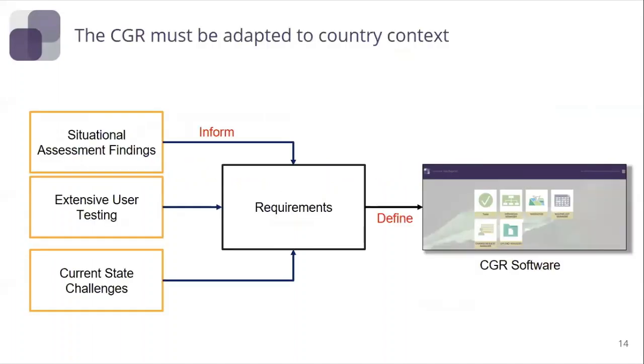So first of all, we need to make sure that the software is fit for purpose and adapted to country context, right? So we use the outputs of the assessment, we use feedback we get from user testing, and we get information that we got from the current state challenges and previous experience when delivering interventions, etc., to inform current requirements and define the CGR functionality.